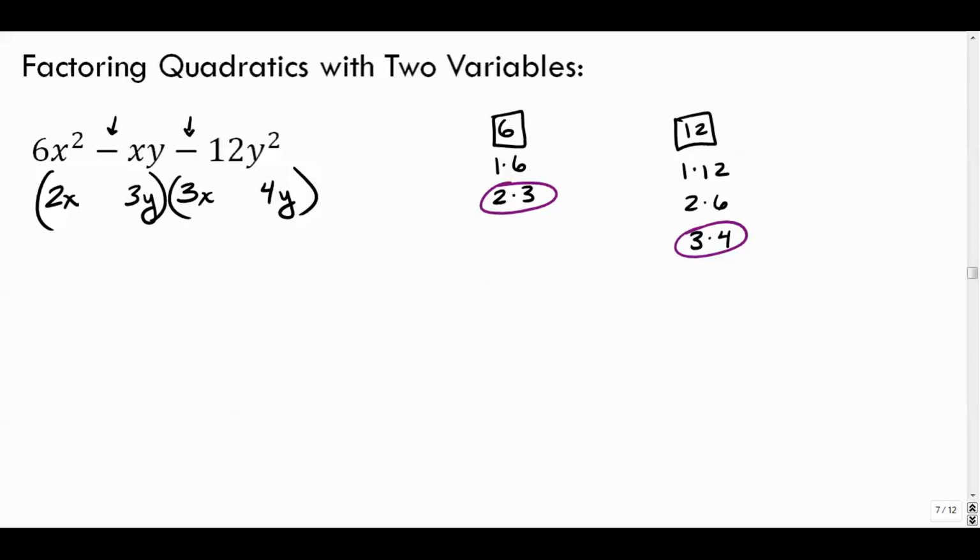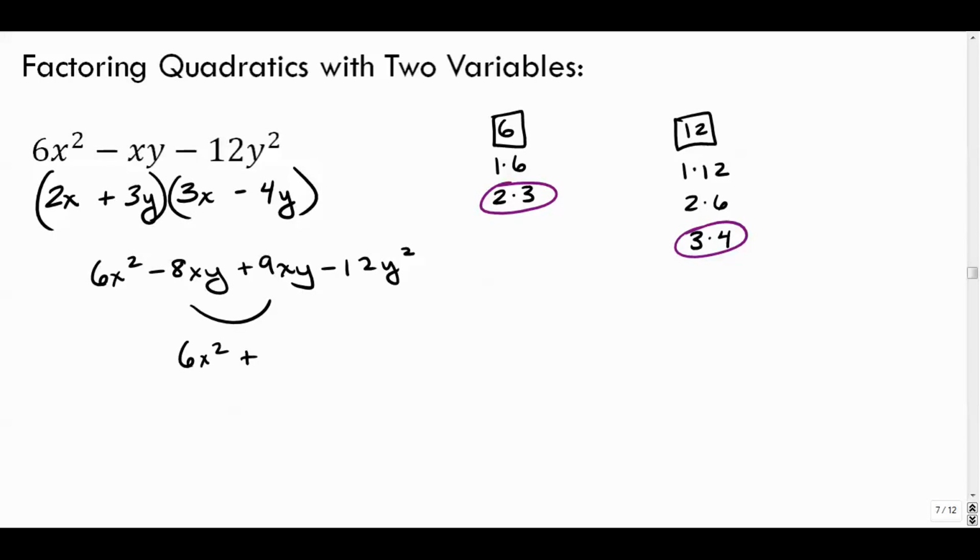I know that these have to be different signs down here. So let's just put in a plus and a minus and we'll see what happens. So first times first, I'm just checking this. 6x squared, outside is negative 8xy, inside negative 9xy, last negative 12y squared. So if I combine these two middle ones, I get plus xy.